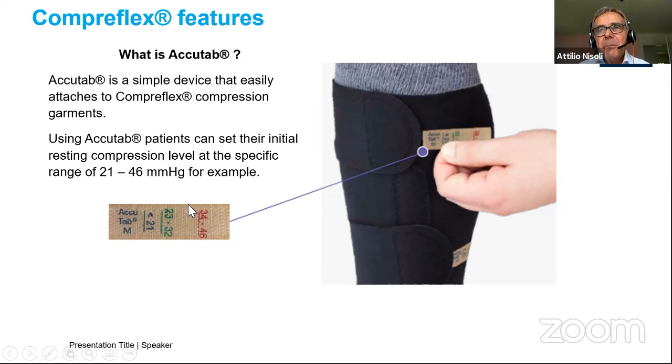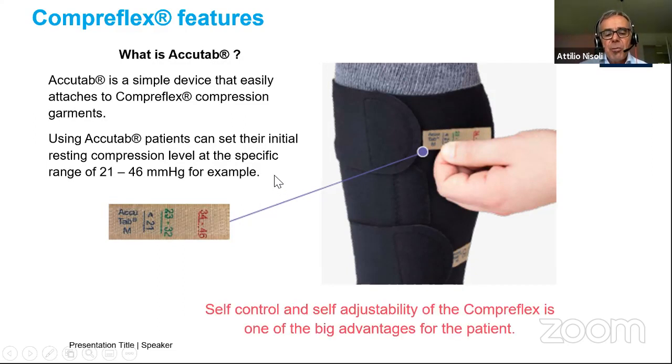But sometimes if these people feel very uncomfortable during the day, and this is what happens, this is reality, the good thing is that they can adjust a little bit. So self-management, self-control with the adjustability of the Compreflex is one of the big advantages for our patients.